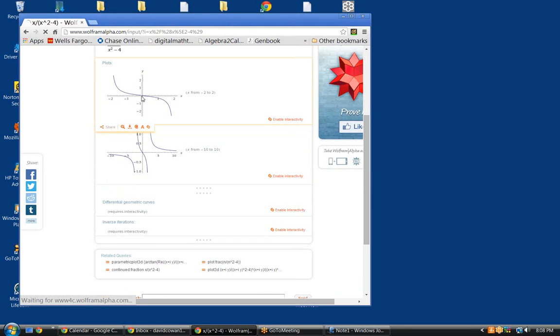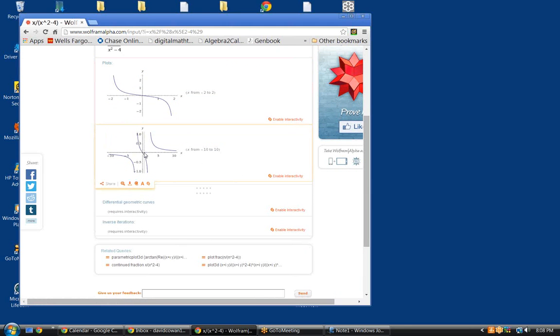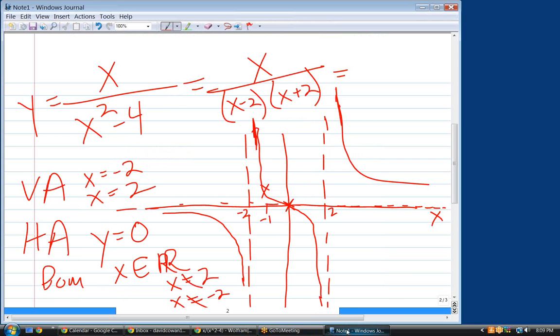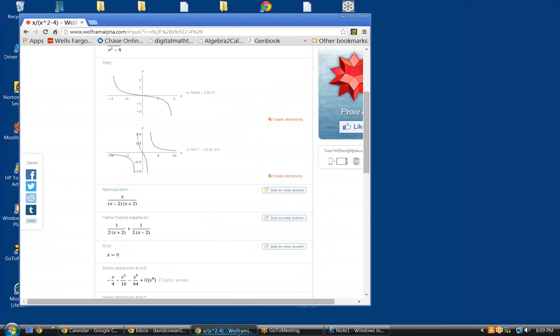There's the graph zoomed in and zoomed out. Notice where my vertical asymptotes are. There's one right there at minus 2. There's another one right there at plus 2. And the thing does exactly what I thought it did. Looks almost exactly like that. Okay?